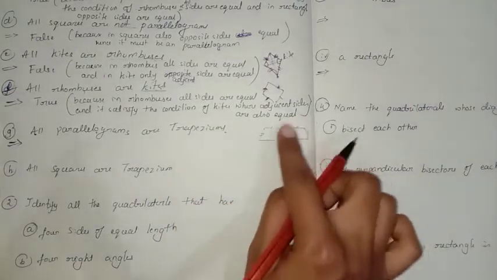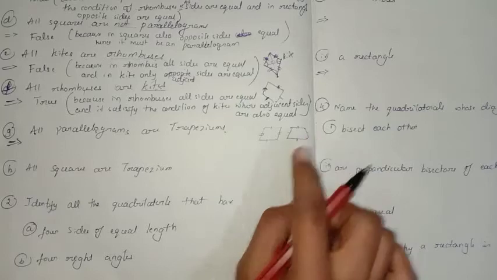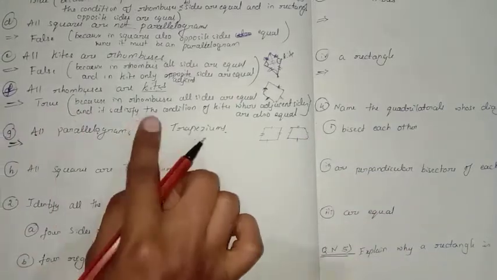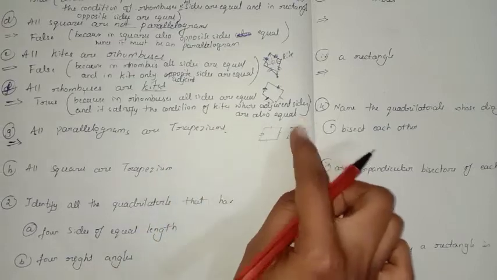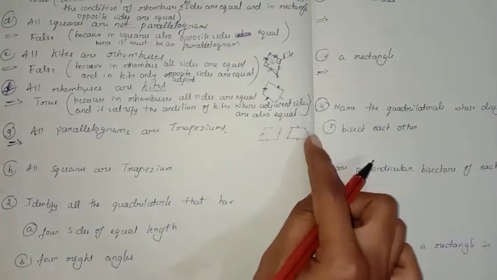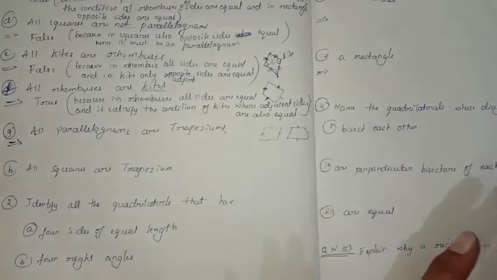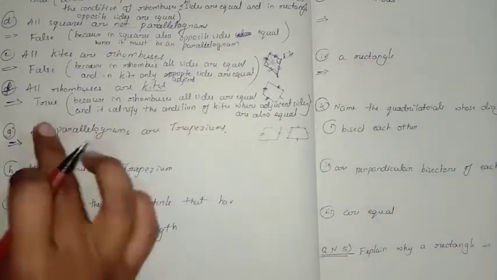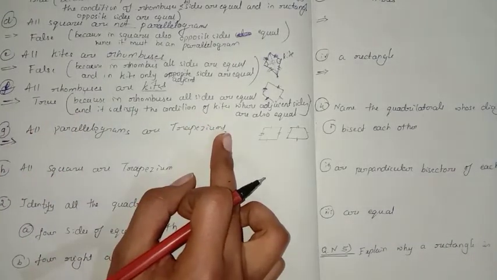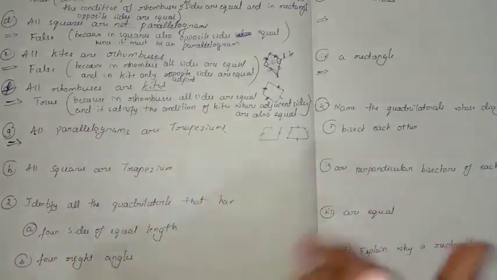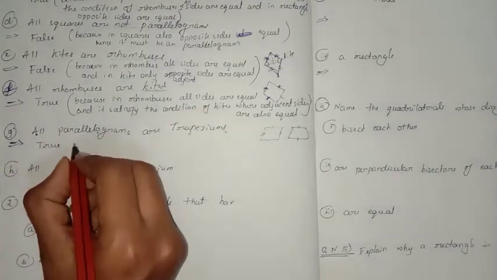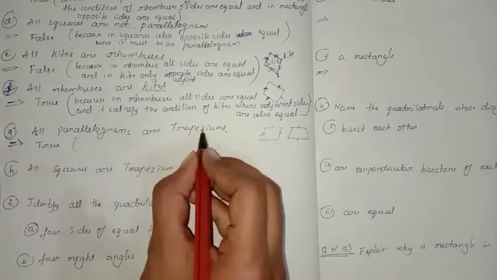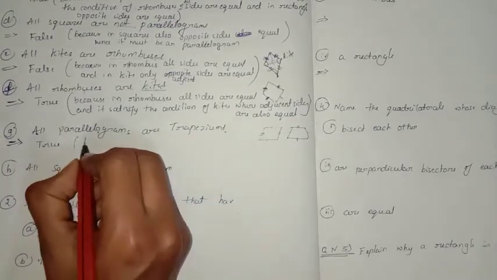So what is the property of the trapezium? You have to observe there. In a trapezium, one pair of sides is parallel; the other may or may not be equal, it doesn't matter. So that means all parallelograms are trapezium. If they give the reverse, then it is not true. But this one is true because it satisfies the condition of a trapezium.